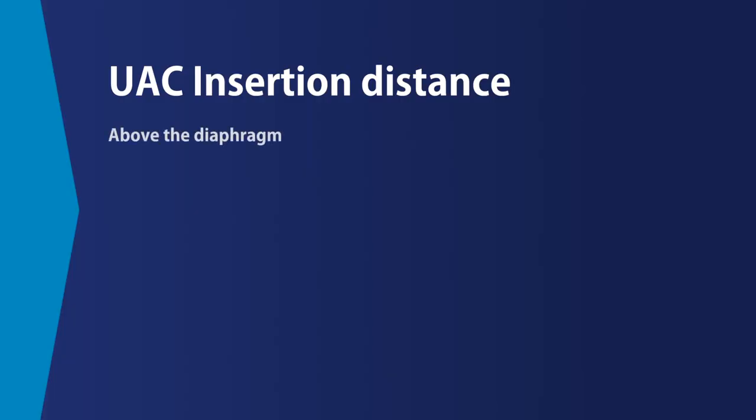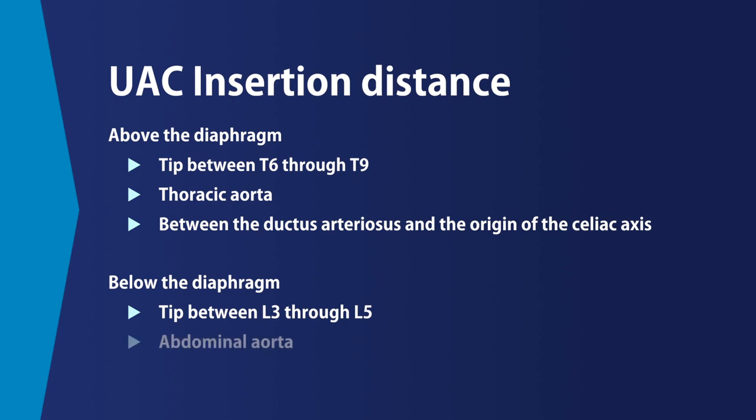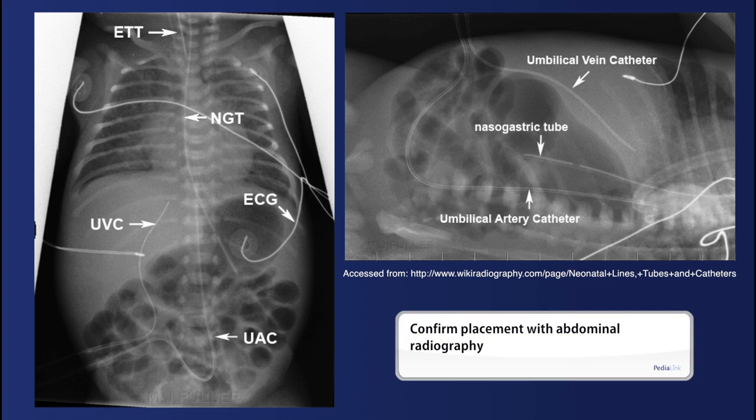A UAC placed above the diaphragm is between thoracic vertebra 6 through 9. It is located in the thoracic aorta, between the ductus arteriosus and the origin of the celiac axis. Catheters placed below the diaphragm, otherwise known as a low-lying UAC, sit between L3 and L5 in the abdominal aorta, specifically between the inferior mesenteric artery and the bifurcation into the iliacs. As always, before use, confirm placement with radiographs.